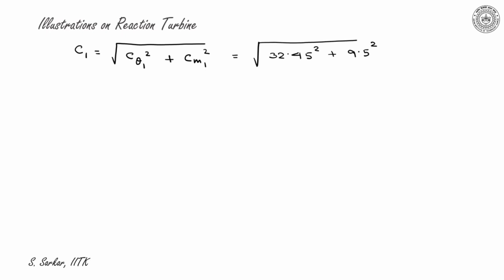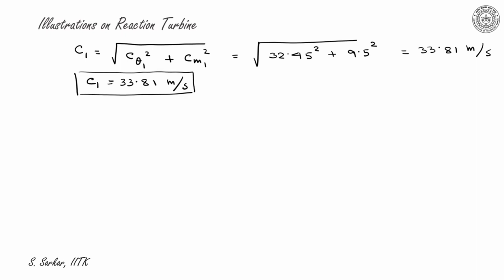Now I'll go to the next section B. Again from the inlet velocity triangle, I can write 180 degree minus beta 1 is equal to tan inverse Cm1 by W theta 1. Now W theta 1, I can write as C theta 1 minus U.